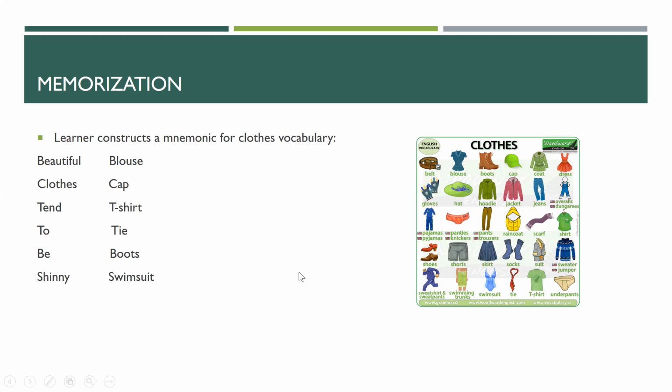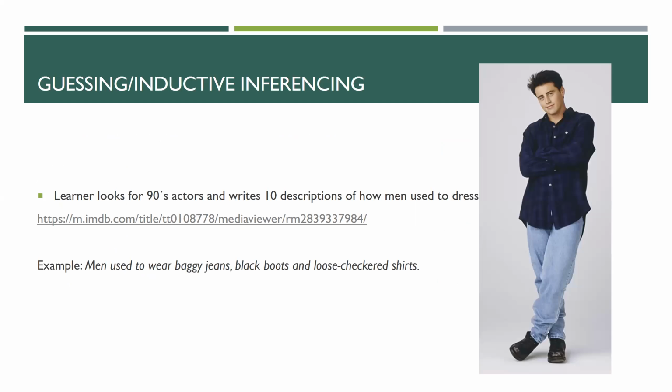So she used blouse, cap, t-shirt, tie, boots, and swimsuit, which were the vocabulary words she had the most problems with, right? So she made a mnemonic, which said: beautiful clothes tend to be shiny. And in this way, she can help memorization. The words that she had more trouble with, she's now going to be able to remember because of this technique. Okay.